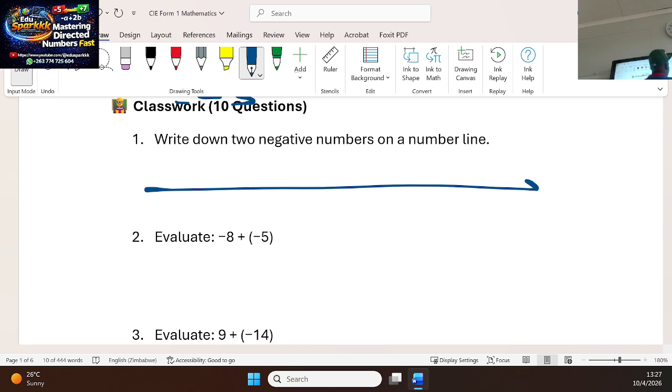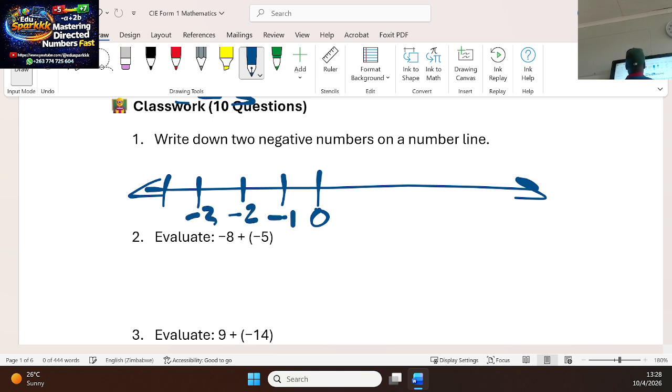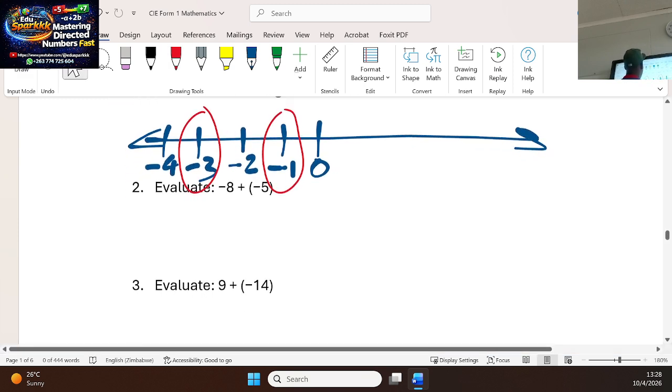So a number line, like we said earlier, is a symmetrical line with point zero. We're interested in two negative numbers. So here, 1, 2, 3, 4. We are going to the left: -1, -2, -3, -4. I'll use my red color to circle. This is one and this is another one. So I've got two negative numbers. Then let's have a look at the next one.